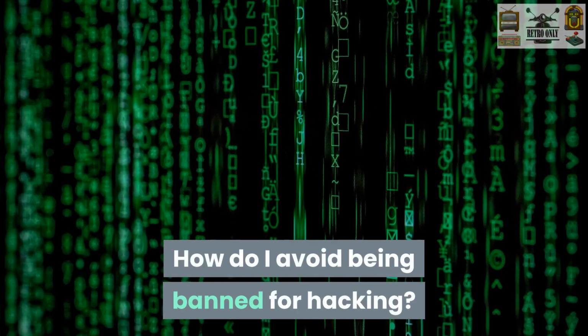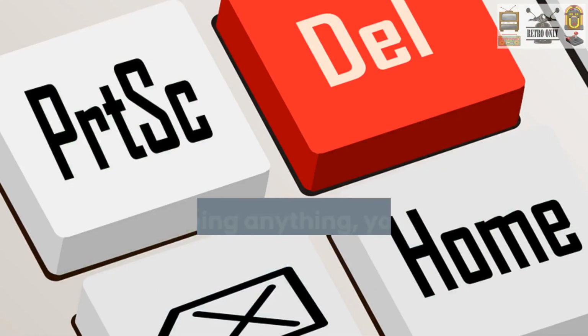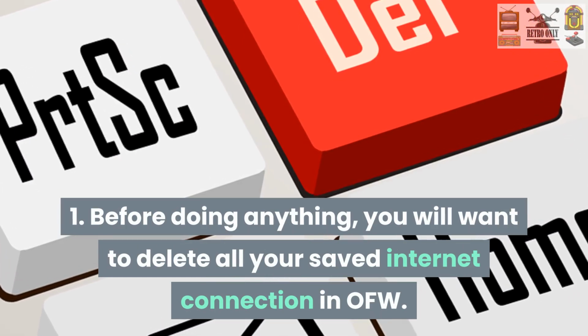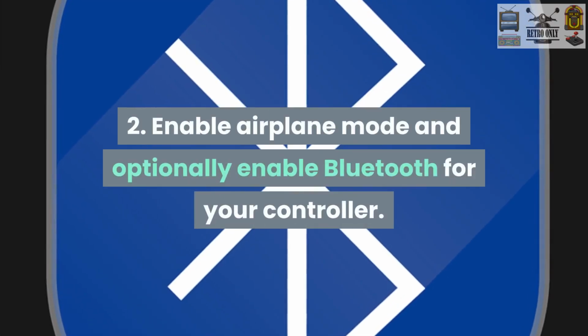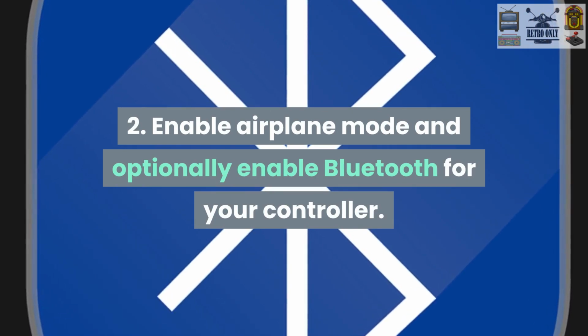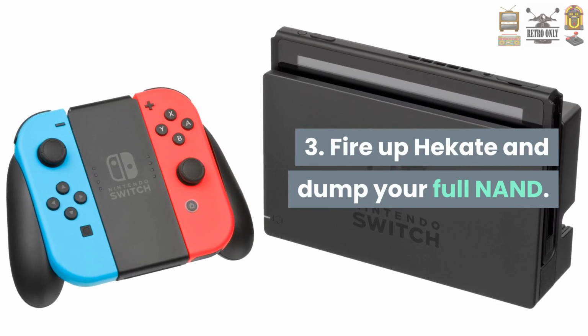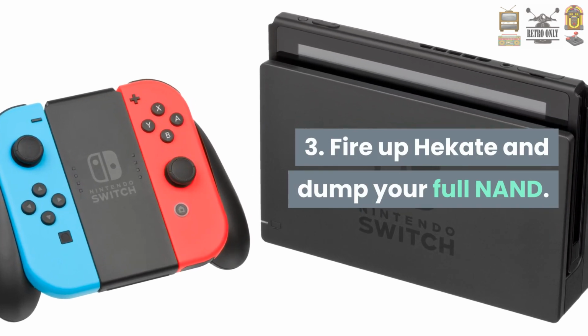So how do you avoid being banned for hacking? Before doing anything, you will want to delete all your saved internet connections in OFW. Number 2, you'll want to enable airplane mode, and optionally enable Bluetooth for your controller. Thirdly, you'll want to fire up Pkate and dump your full NAND.